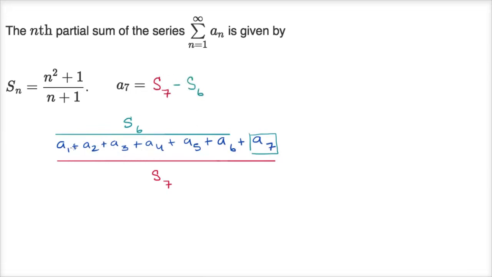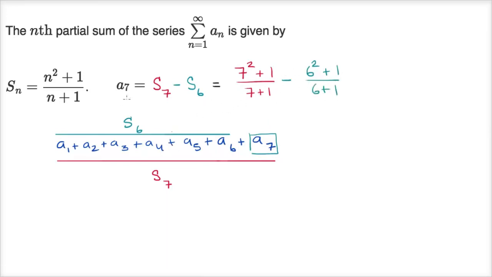If you were doing this problem on your own, you wouldn't have to write it out this way. I just wrote it out this way, hopefully making this statement a little bit more intuitive. Well, what is this going to be? s sub 7, the sum of the first 7 terms, wherever we see an n, we replace it with a 7. So it's going to be (7 squared plus 1) over (7 plus 1). And from that, we are going to subtract s sub 6, the sum of the first 6 terms. That's going to be (6 squared plus 1) over (6 plus 1).